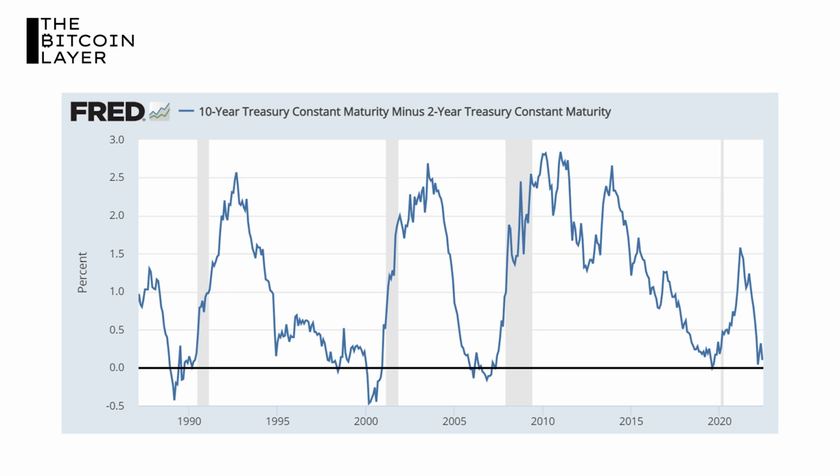In 1989, the yield curve was inverted. In 1991, we had a recession. In 2000, the yield curve was inverted. In 2001, we were in recession. In 2006, the yield curve spent time inverted. In 2007-8, we had the financial crisis. In 2019, the yield curve inverted. In 2020, we went into the pandemic recession.